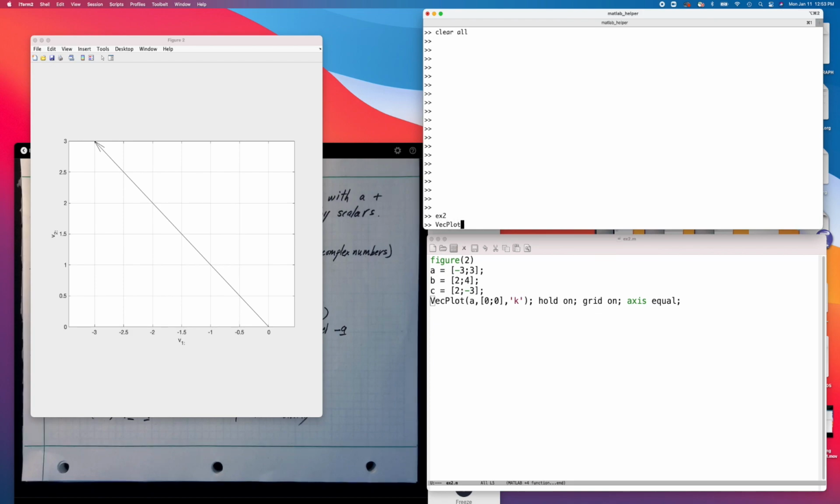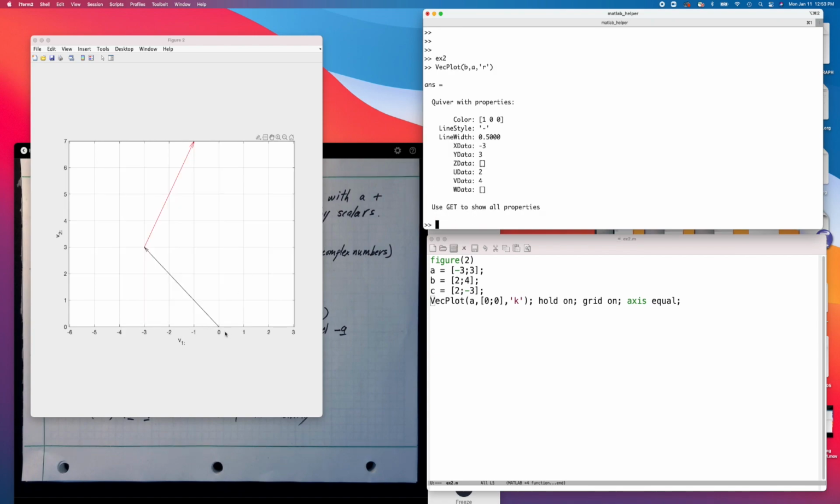So vector plot B, and the rule of addition is you go from tail to tip. You put the tail of the vector you're adding at the tip of the first vector. So the position is going to be the tip of vector A, and I'll plot this one in red. The result, from 0 to this point, is the vector A plus B. I did A, then B.